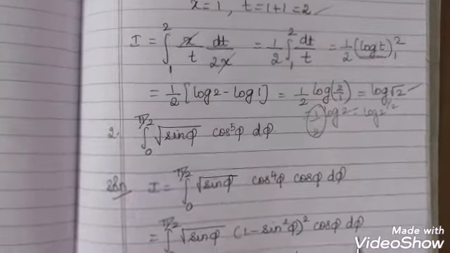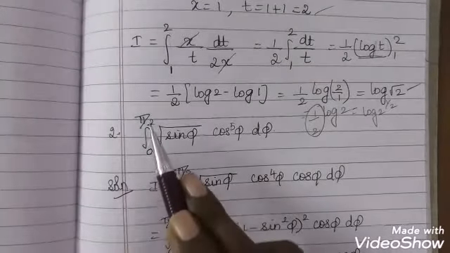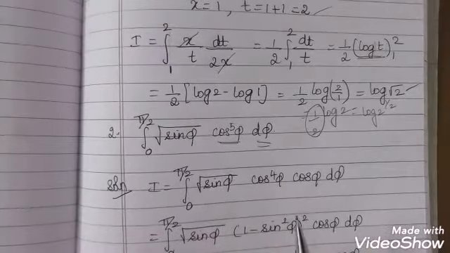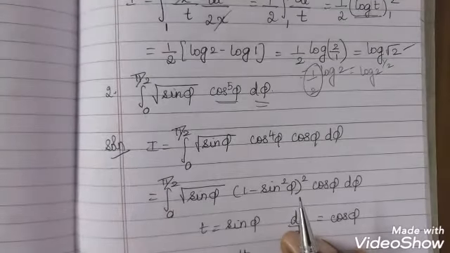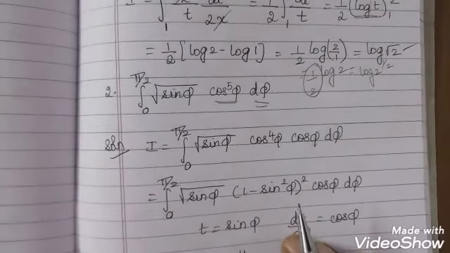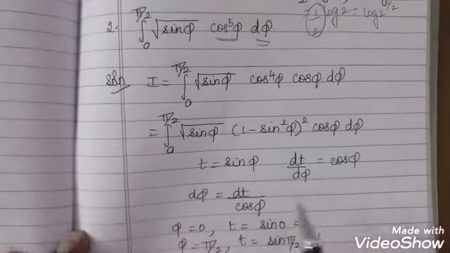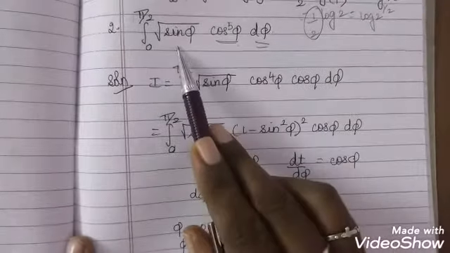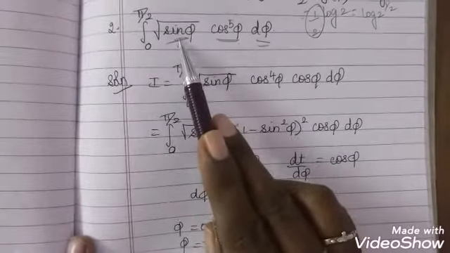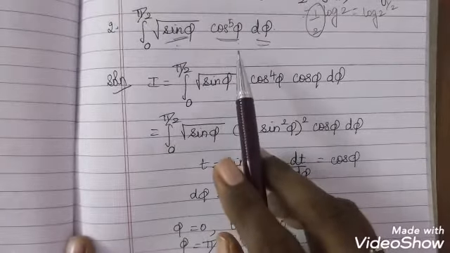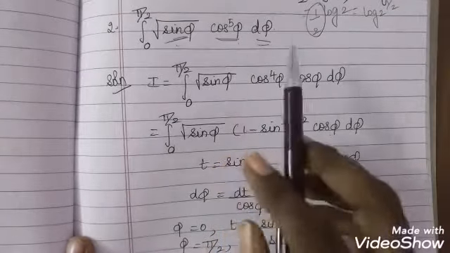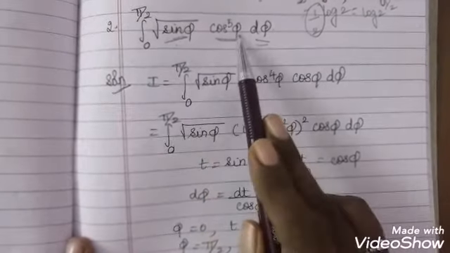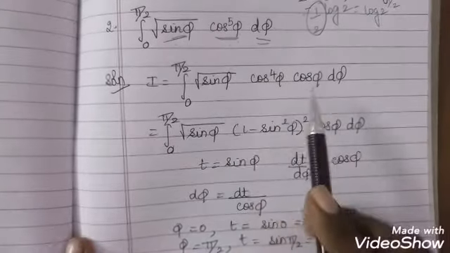Is it clear? Yes. Now the second question, integral over 0 to pi by 2 of root of sine phi into cos power 5 phi d phi. Here again we'll see how we can integrate it by substitution. When you differentiate sine, you get cos, but here you have sine inside the square root. When you differentiate cos, you will get sine, so it's not possible for me to use the substitution t is equal to cos. But when I substitute t is equal to sine, you get cos when you differentiate. So let's see how we can do it here.